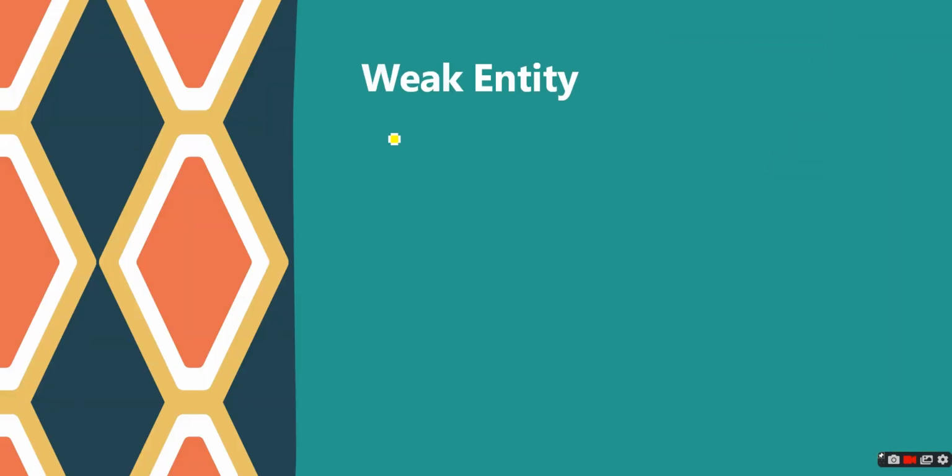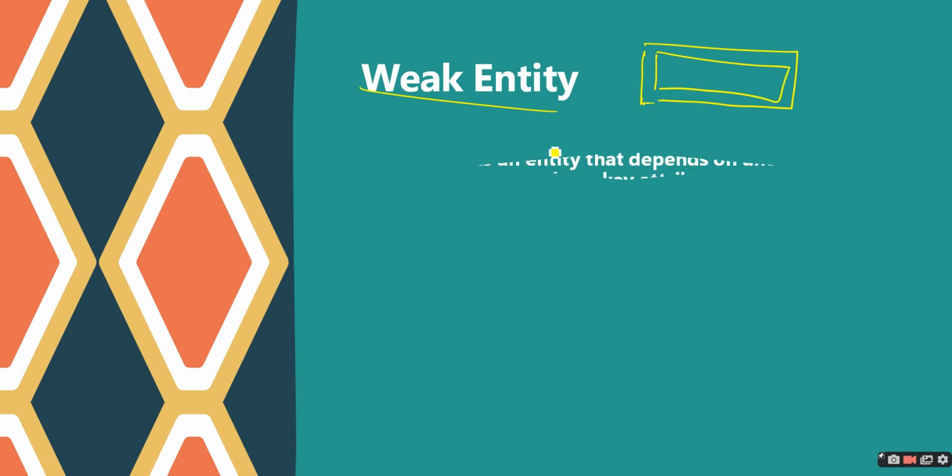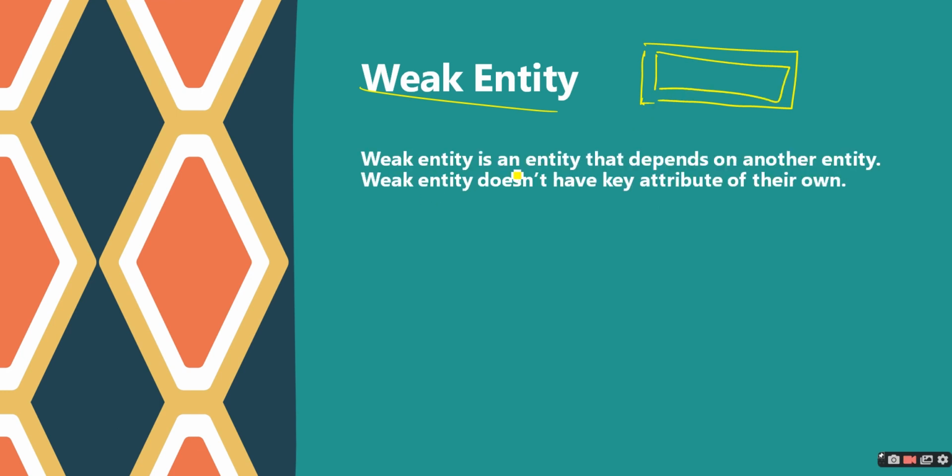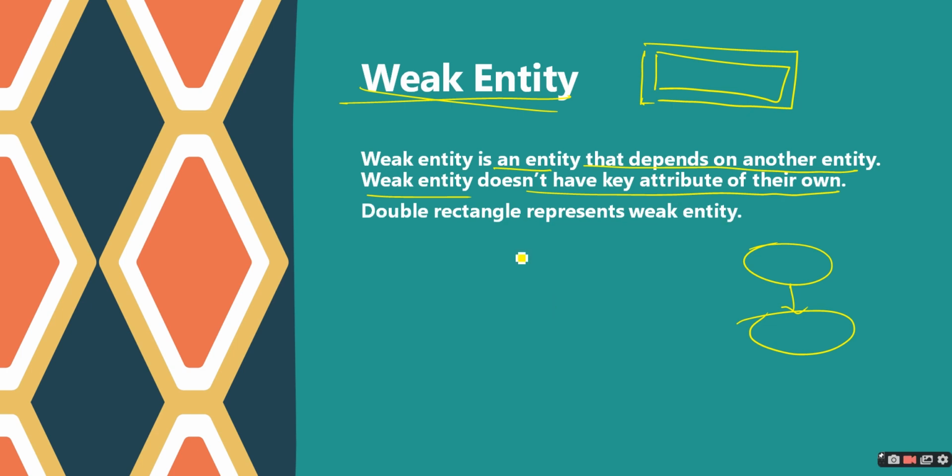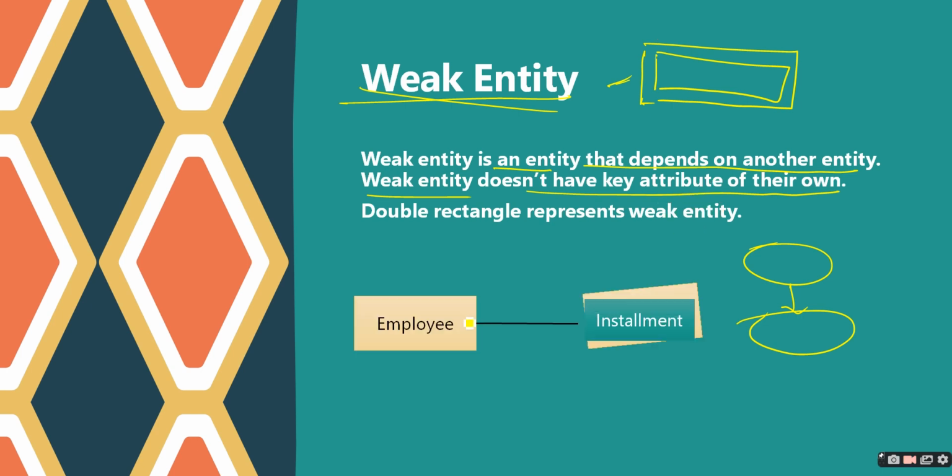Okay, now what is a weak entity? We have just seen the symbol. A weak entity is denoted by a rectangle inside a rectangle, right? What is a weak entity? A weak entity is an entity that depends on another entity. A weak entity doesn't have a key attribute of its own. So an entity which is dependent on another entity is basically termed a weak entity. Let's take an example. So a double rectangle represents a weak entity. We already have discussed this one.